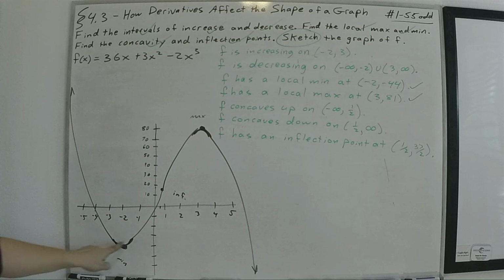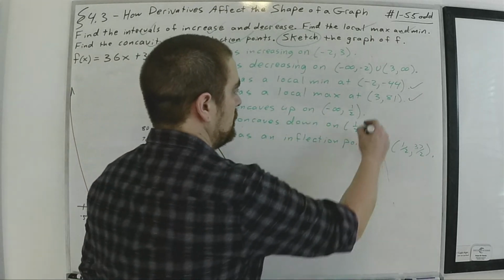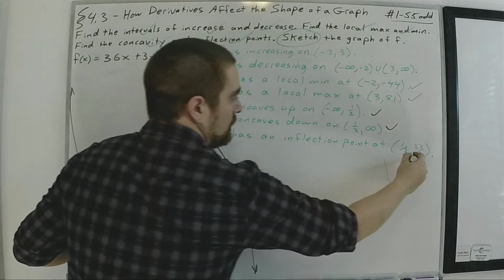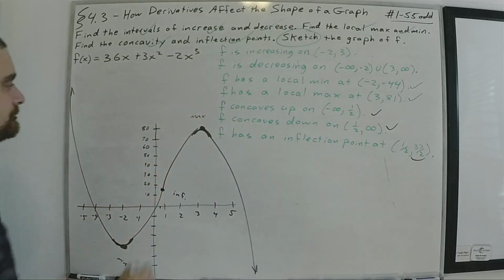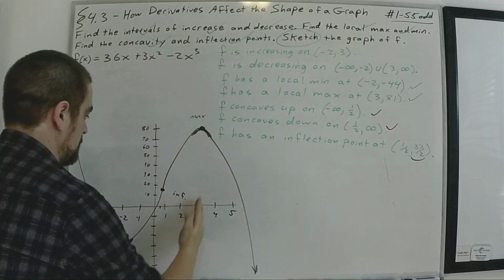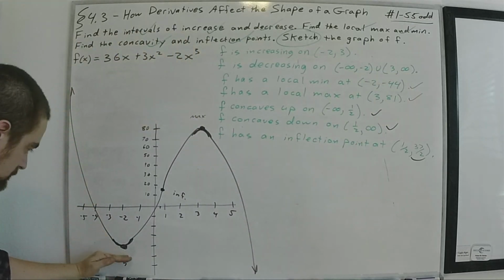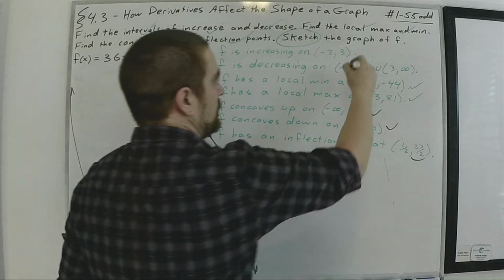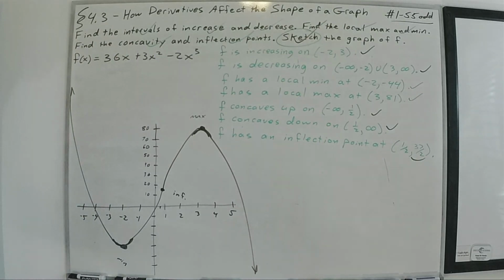So lots of upward concavity all the way to 1/2, lots of downward concavity all the way to 1/2, check, check. There was my inflection point. There's my max and my mins, those are on there. And then, of course, the increasing, does it line up? Yeah, -2 to 3, I'm growing. And outside of that, from -infinity to -2, I'm decreasing. From 3 to infinity, I'm decreasing. So everything lines up, everything agrees. That is what I call a good sketch of a graph. Right?